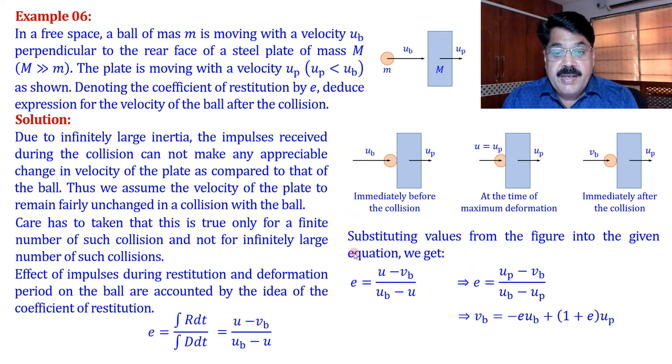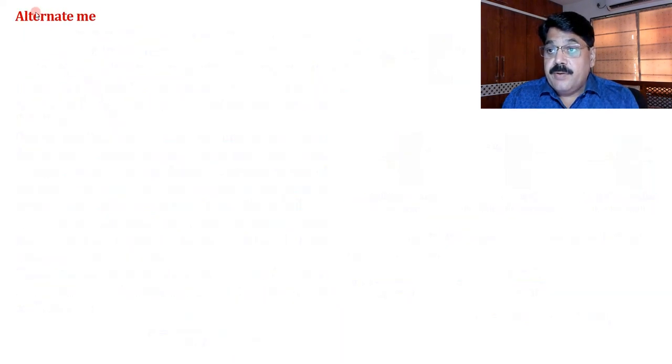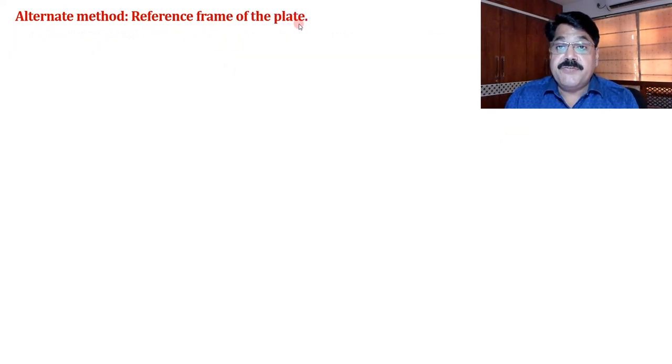Now, having analyzed this situation, let us proceed to an alternate method. What? The reference frame of the plate. Actually, the result of the previous part, problem number 5, is very simple to remember. What? If the plate is stationary, the velocity of the ball gets reversed and becomes e times in magnitude. This idea we can use here as an alternate method. If you take the reference frame of the plate, in that reference frame the plate will remain always stationary.